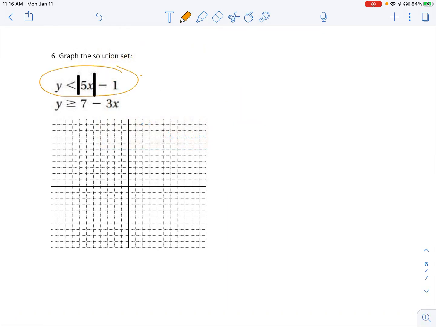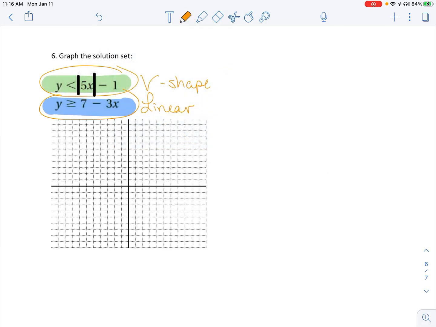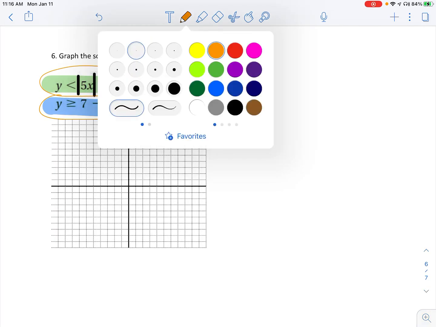This one is going to be a V shape because it's absolute value. This one is going to be linear, meaning a straight line. So let's do the V shape first. I will color code green and blue. These are both shading problems because they are inequalities. So the V-shaped one is going to be green.